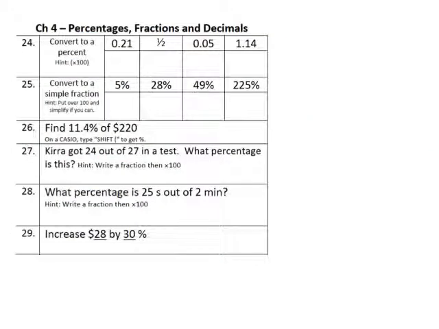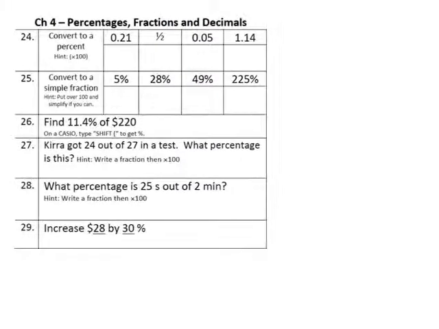Okay, we're up to number 24 now. We have to convert all these numbers to a percentage, and the hint is that we're going to multiply them by 100. So 0.21 times 100 means we move the decimal point 2 places to the right because there's 2 zeros. That's the equivalent of multiplying by 100, which would be 21%. Half multiplied by 100, that should be an easy one. That's just 50%. 0.5 multiplied by 100. Okay, moving the point 2 places to the right, we're getting 5%.